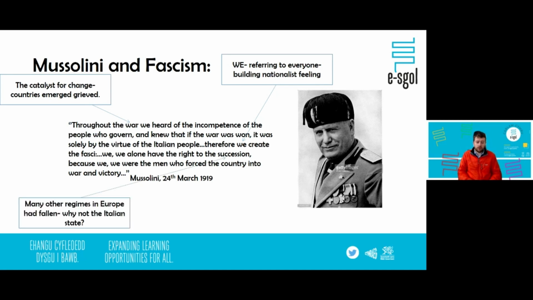And he's talking about succession, isn't he? He's talking about in Russia, a brand new regime. In Germany, a brand new regime. So if many other regimes in Europe have fallen, then why not the Italian state? Why not liberal government falling and a new thing like fascism coming in its place?